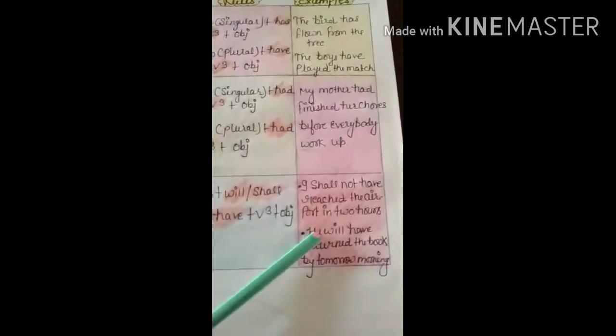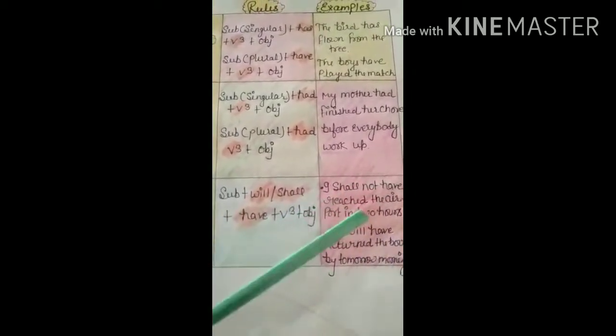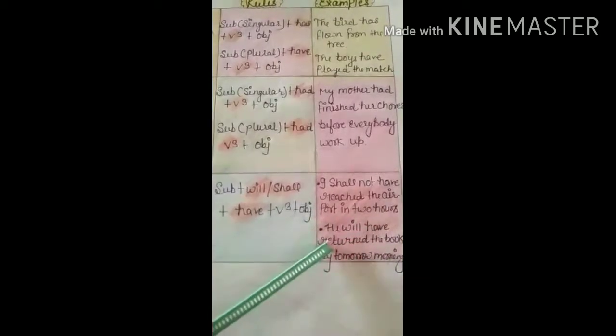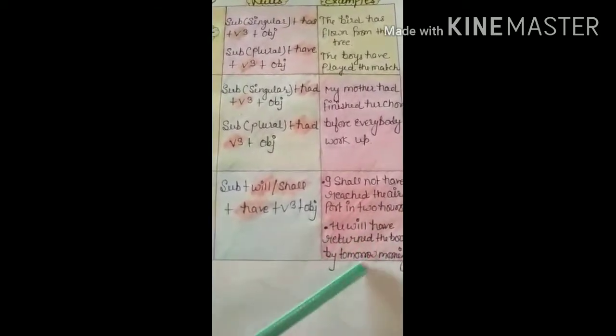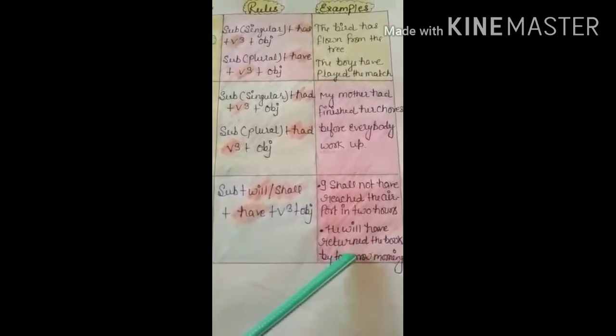Here you can see the example. I shall have reached the airport in 2 hours. I shall have plus V3 plus object. He will have returned the book by tomorrow morning. His subject, will have plus third form. You can see that the action will be completed in the future at a certain time.